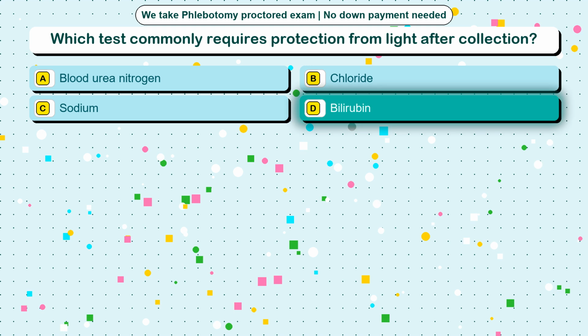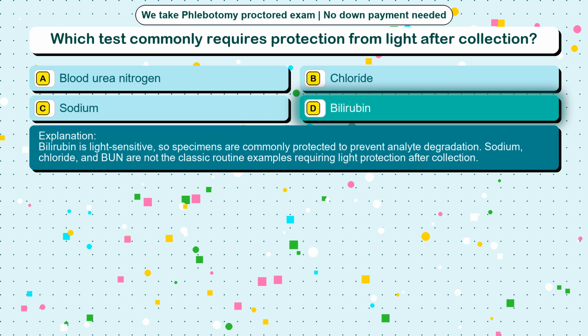Bilirubin. Bilirubin is light sensitive, so specimens are commonly protected to prevent analyte degradation. Sodium, chloride, and BUN are not the classic routine examples requiring light protection after collection.